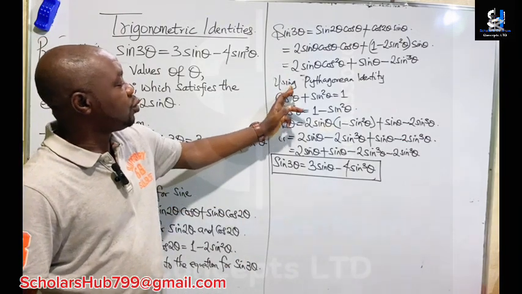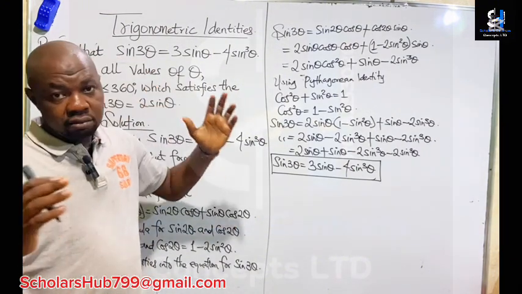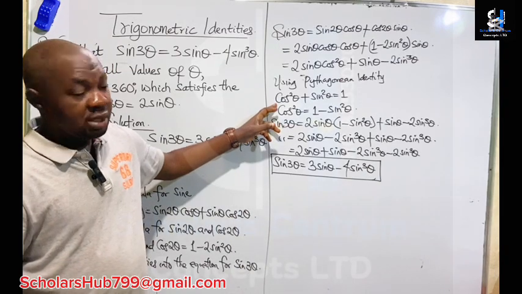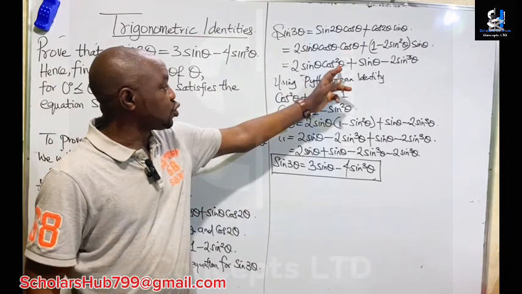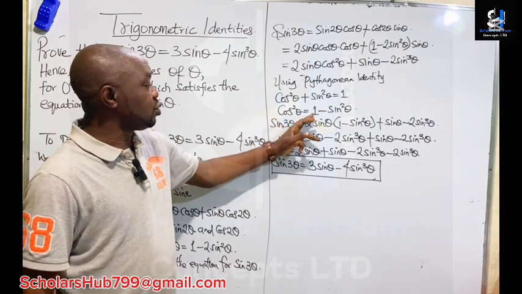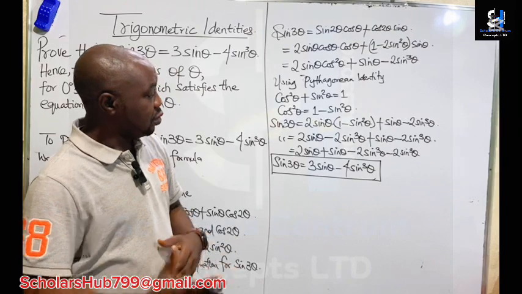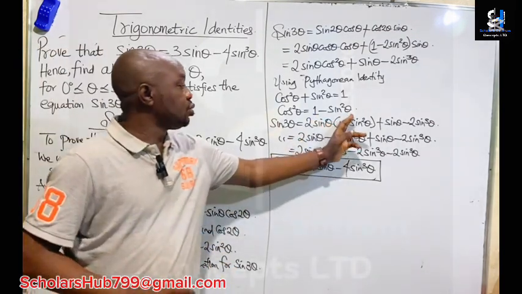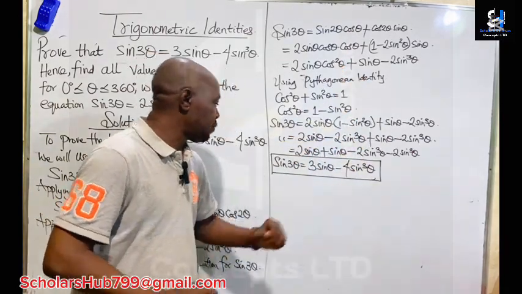Then again, we have to use the Pythagorean identity. Now we have about 3 Pythagorean identities, and one of them is cos square theta plus sine square theta equals 1. Now we can write cos square theta in terms of sine square theta. When we move sine square theta to the right hand side, we have cos square theta equals 1 minus sine square theta. So this will now be substituted for cos square theta, and that is why we have this identity.